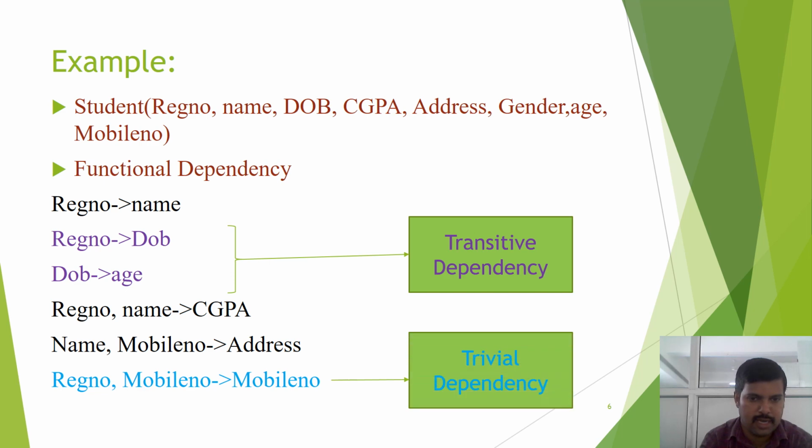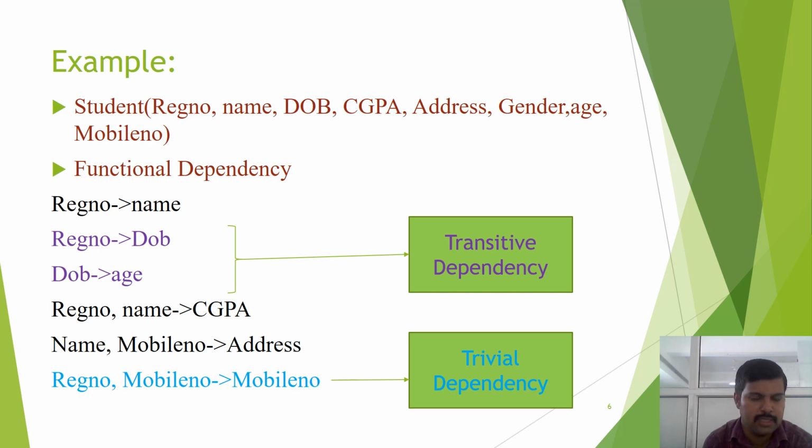Then consider the example where the composite determinant, composed of register number and mobile number, is able to determine mobile number. In this functional dependency, we can see that a subset of the determinant, mobile number, is available on the left hand side as well as on the right hand side. So this is an example of trivial functional dependency.